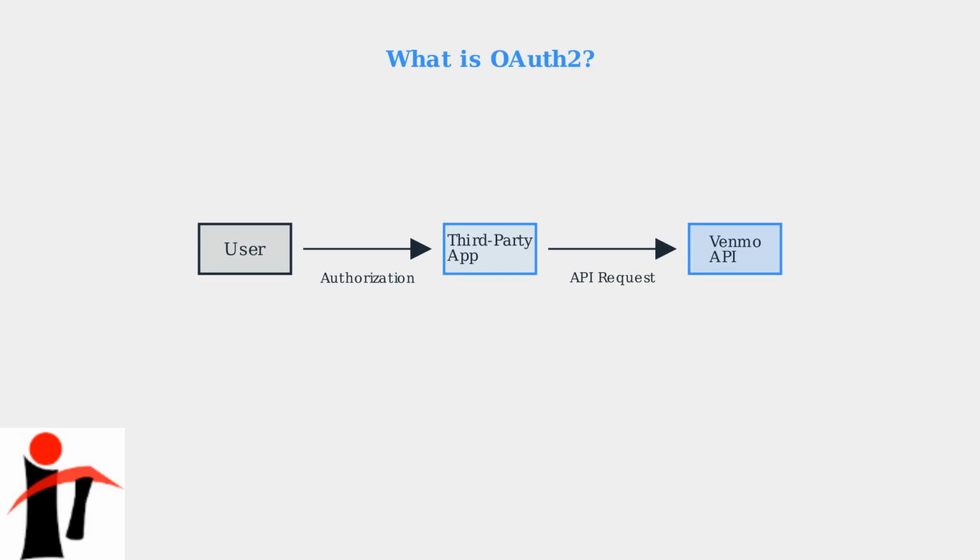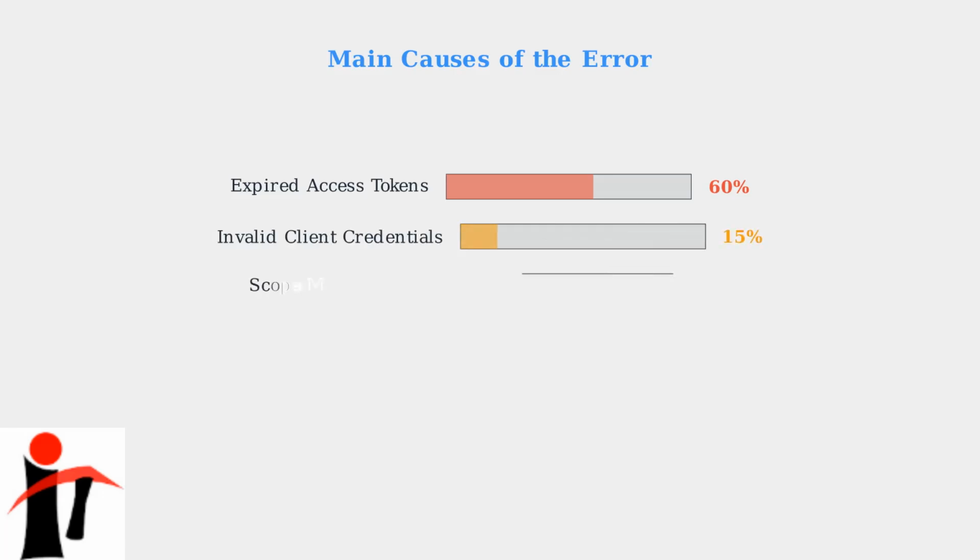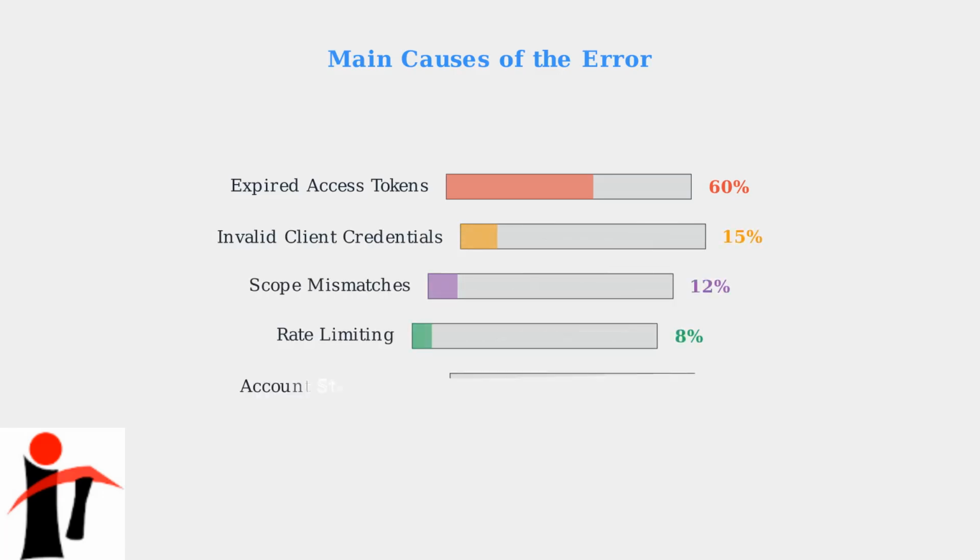The user authorizes an app, which then makes API requests to Venmo on your behalf. Research shows that expired access tokens are the leading cause of this error, accounting for about 60% of all cases. Invalid client credentials, scope mismatches, rate limiting, and account status issues make up the remaining causes.